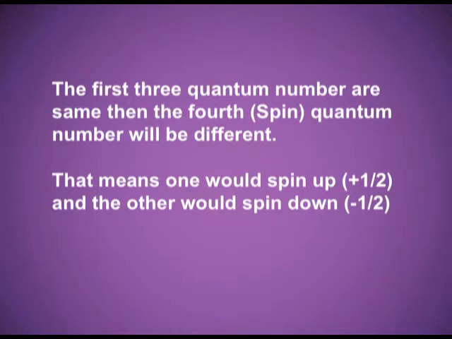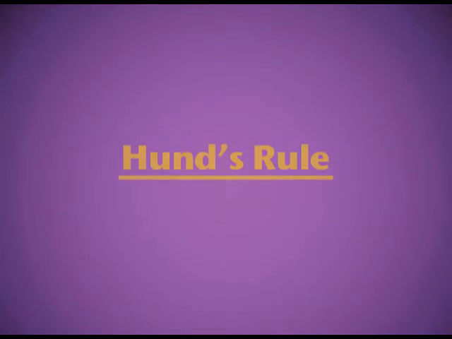One electron will be spinning clockwise and the other electron will be spinning anti-clockwise. One electron will have the plus half value and the other electron will have minus half value. So we can say that no 2 electrons in an atom can have the same set of 4 quantum numbers.